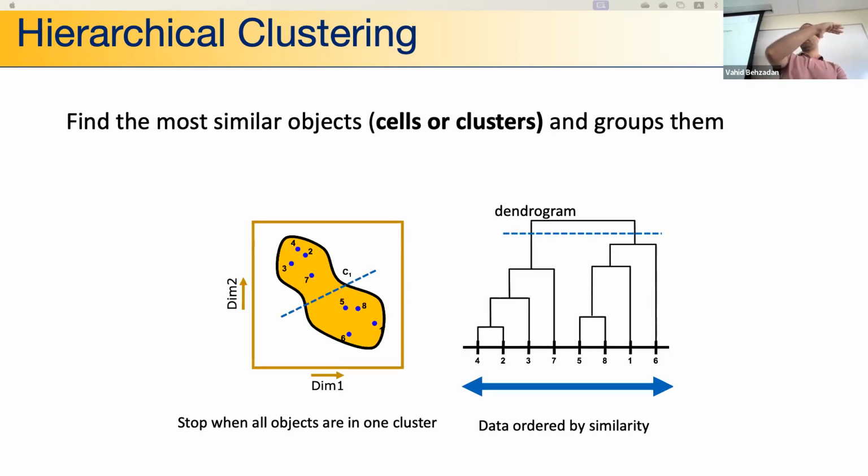Finally, you need to decide where to cut. So here, if we cut here, we end up with two clusters. One includes all these cells on the left, and one includes the cells on the right. Basically, it's like a cut here, right? So again, you need to define the number of clusters that you need. Okay, so that's hierarchical clustering.